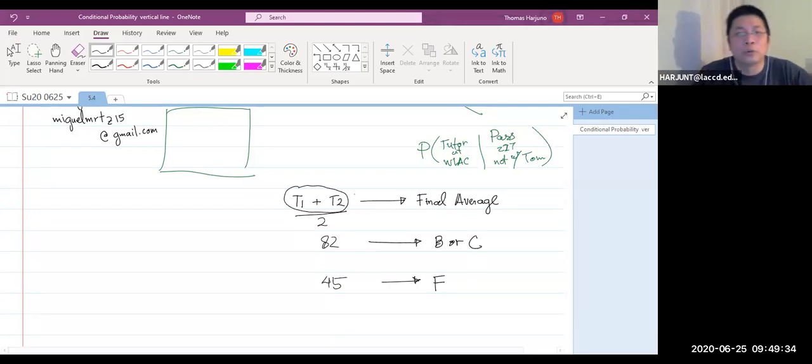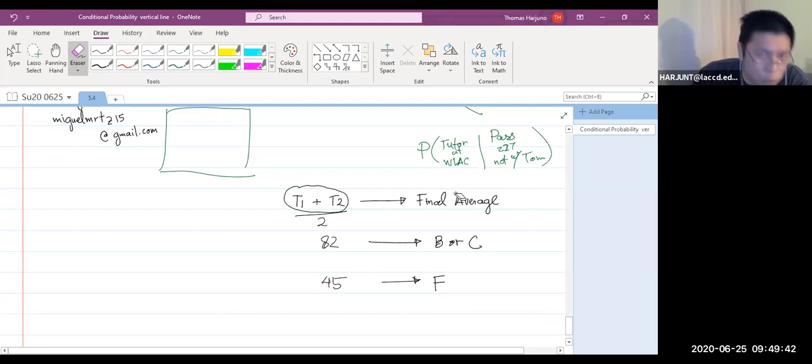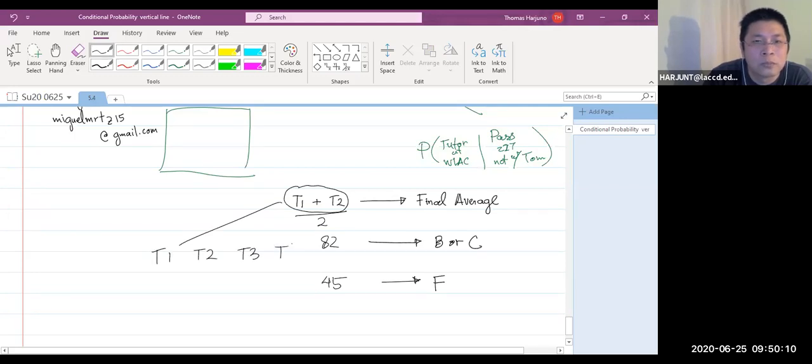Okay, so here's the reason why I mentioned test 1 and test 2: it predicts very well whatever you get in your final average. Of course, your test 3 and test 4 are also significant, but usually those students who get an average of 82 in test 1 and test 2 will be able to maintain a certain level of success in their test 3 and test 4 and also their final, such that in the end, they actually get B or C. Now here's the thing though. Test 1 is the easiest among all four.